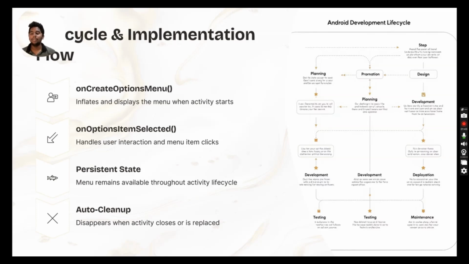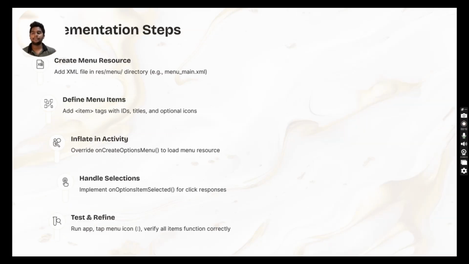Next, persistent state. The menu remains available through the activity lifecycle. Here the menu states persist while the activity is active. Next, auto cleanup. The menu disappears when the activity closes or is replaced. Menu closes when the activity ends. Like it automatically closes the menu when the activity ends. So the menu is automatically managed by Android's lifecycle. Next, implementation steps.